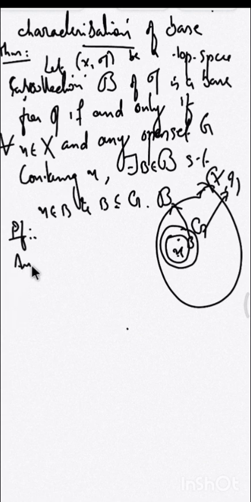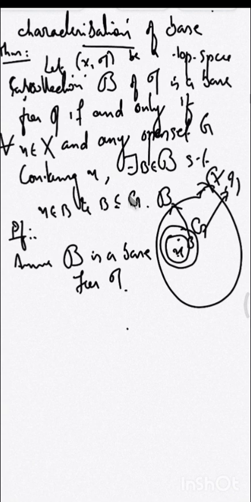Assume collection script B is a base for the topology tau. We have to prove that this script B has the required property of the theorem.